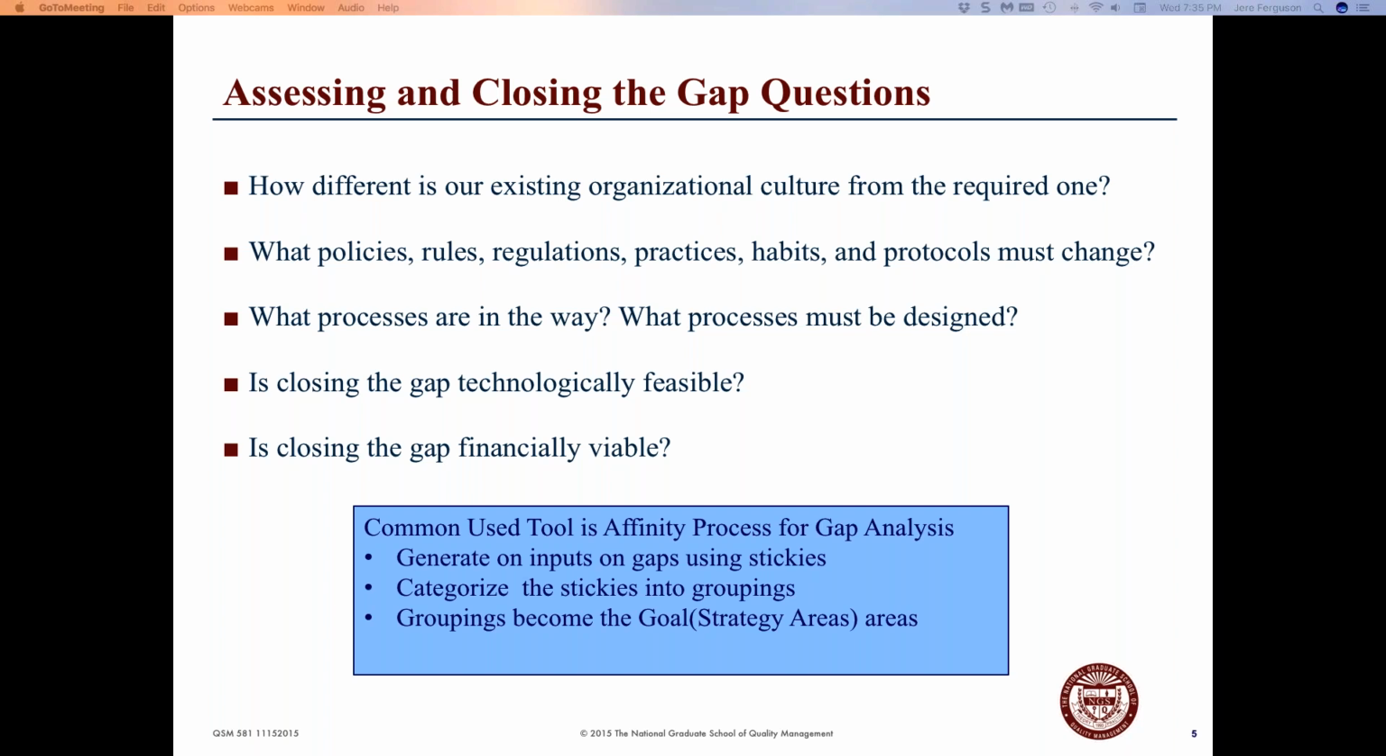Other questions that you would ask as a team: is the company actually committed to closing the gap? We acknowledge there is a gap. We acknowledge there's a future state that we want to be at. Is the company really committed? Is management committed to closing that gap? Or are we just spinning our wheels? Are we willing to make the necessary changes and set the necessary priorities to achieve the gap?